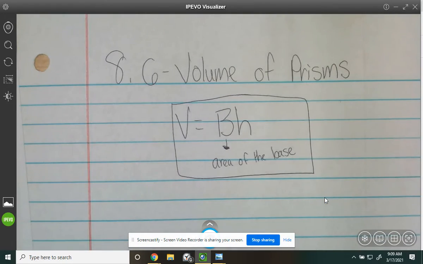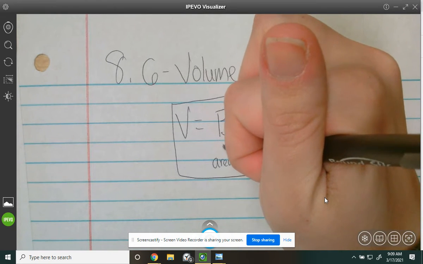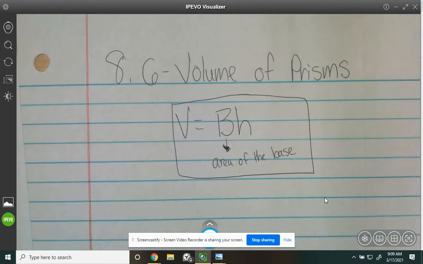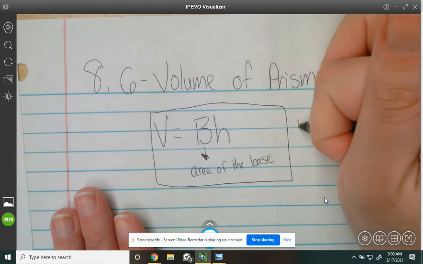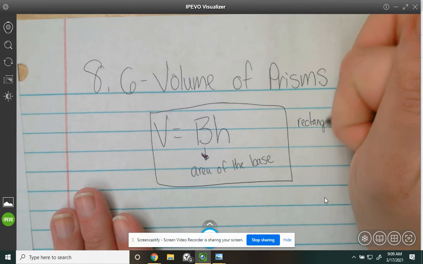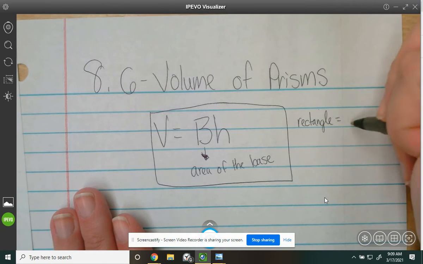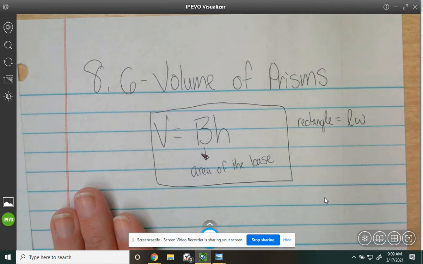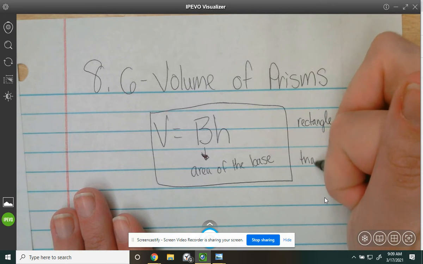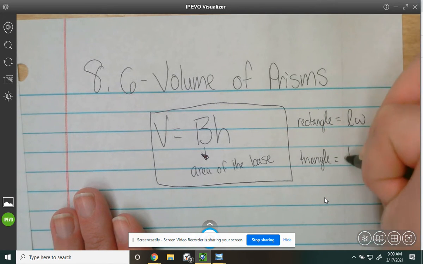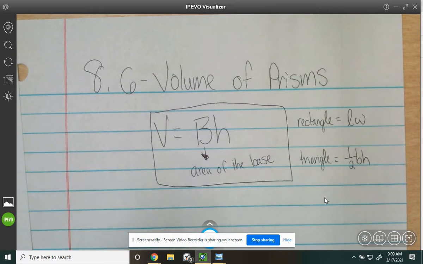The area of the base. So if we are dealing with a rectangular prism, my base is a rectangle. If we're dealing with a triangular prism, my base is a triangle. So just for review, what is the area formula for a rectangle? Length times width. What's the area formula for a triangle? 1/2 BH. Those should be pretty second nature by now. You guys should feel pretty comfortable using those.